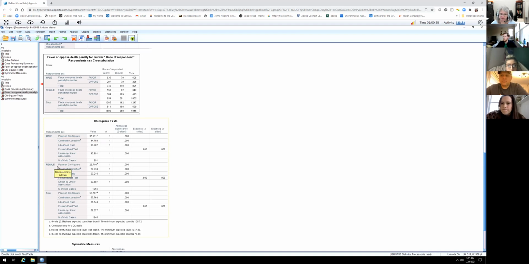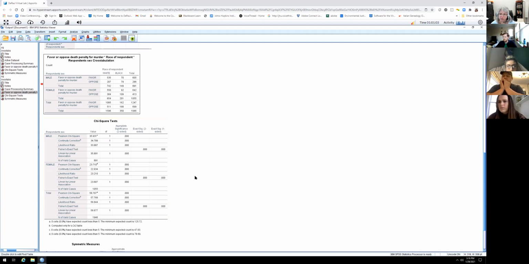For females, statistically significant relationship, right? Can't read, can't report. You report chi-squared, can't read it. It's not a correlation coefficient. It's not 0.1, 0.2, 0.3. So there is a statistically significant relationship for females between race and view on the death penalty.